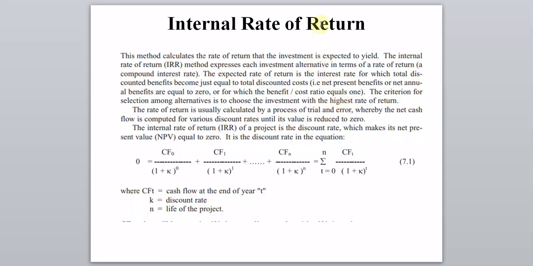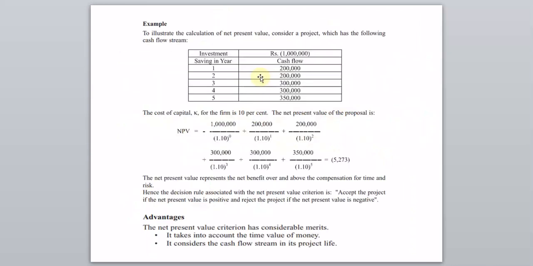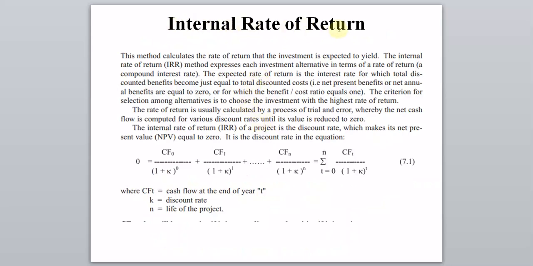Now this rate of return is usually calculated by a process of trial and error. Here we have to put in some variables, not random but close to the interest rate, and see whether the right-hand side becomes 1 or not. That is what we are going to see in the example. The internal rate of return of a project is the discount rate which makes its net present value equal to 0.